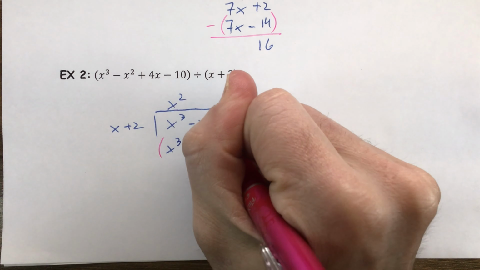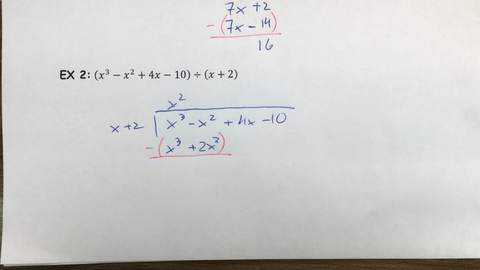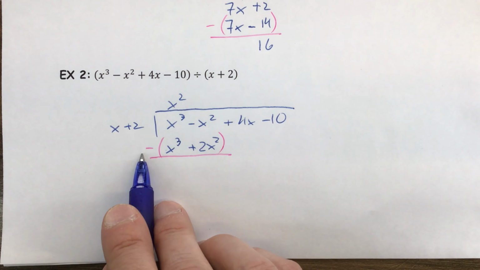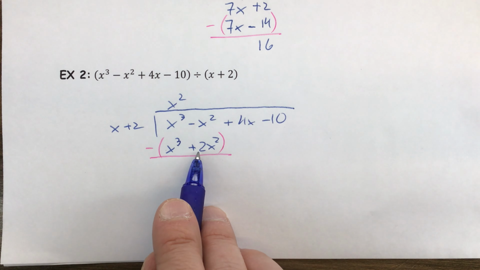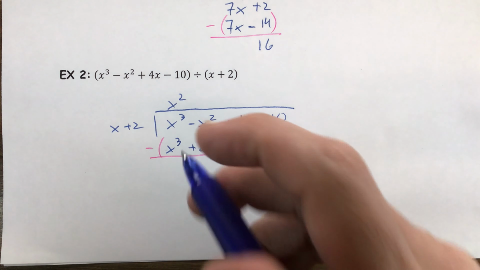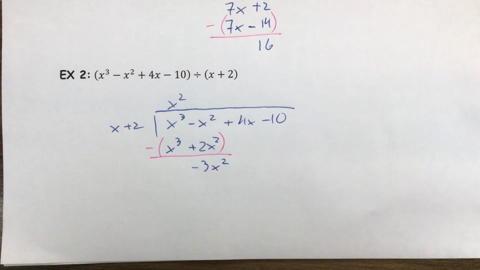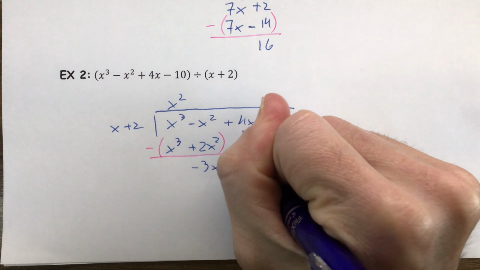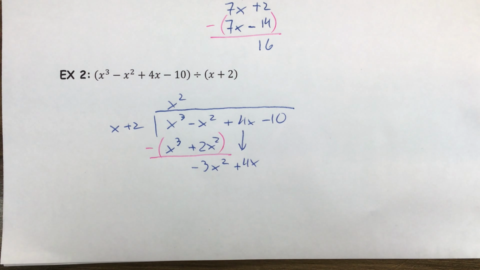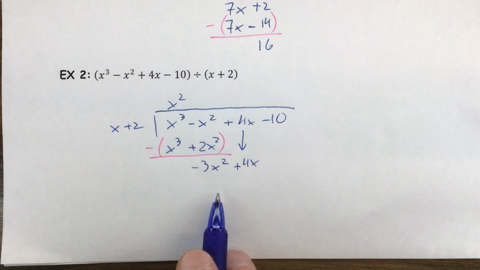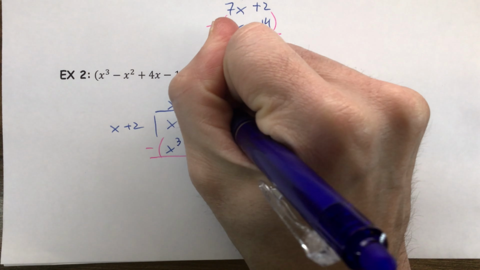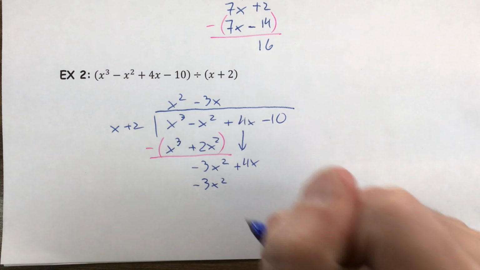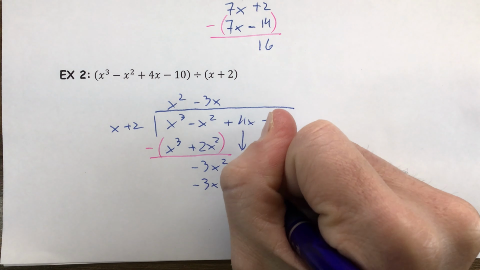Okay, parentheses, subtract, break it up. These will cancel, that's the intention. This will distribute in, you get negative 2. That is going to be a negative 1, so that gives you negative 3x squared. We're going to drop the next term, positive 4x. Repeat the process. What do we multiply x by to get this? That would be negative 3x. Okay, so then we multiply. You get negative 3x squared. You also get negative 6x.